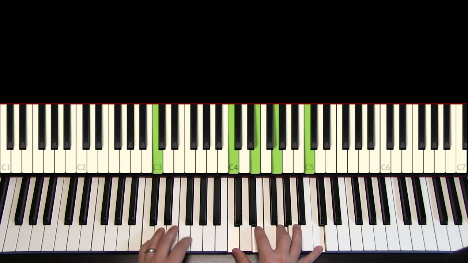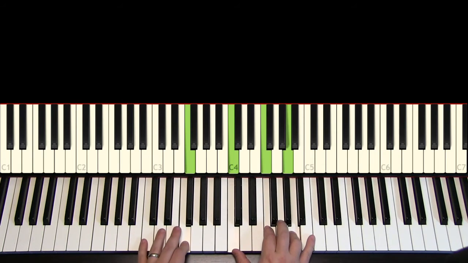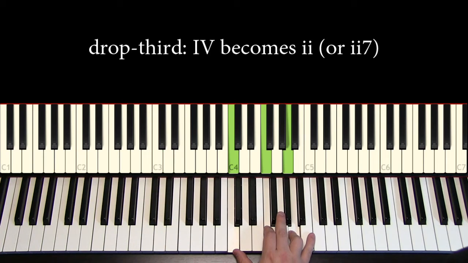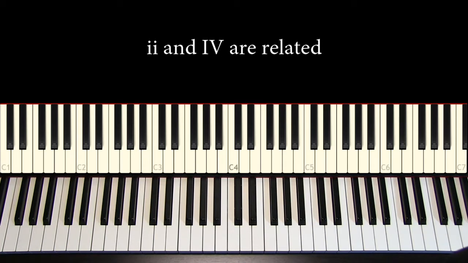Now take the 4 chord and drop the third. So in the key of C, drop the third. This gives you the 2, or the 2 minor 7. Now the 2 and the 4 are also in the same family of one another, and they can be used interchangeably as well, as long as your bass instruments are all in agreement.